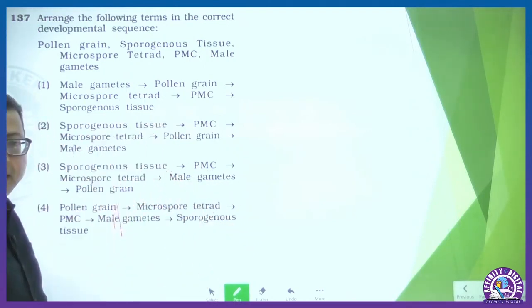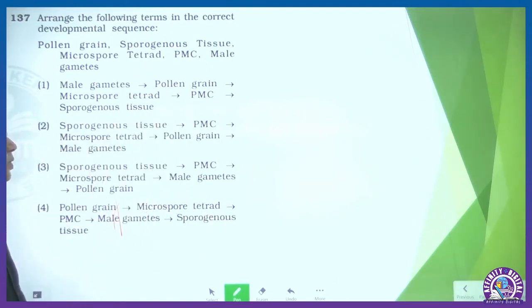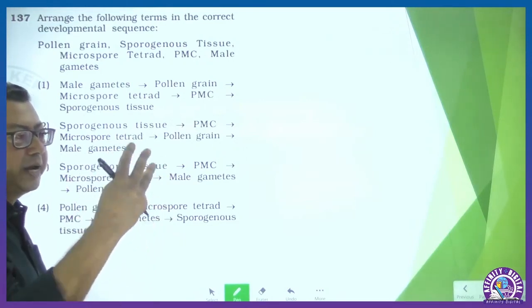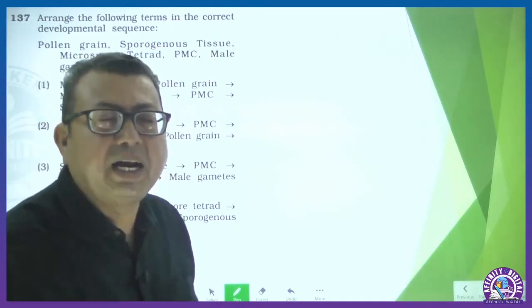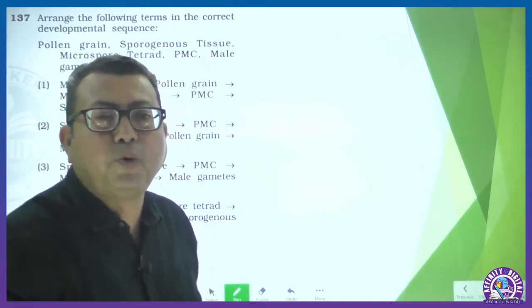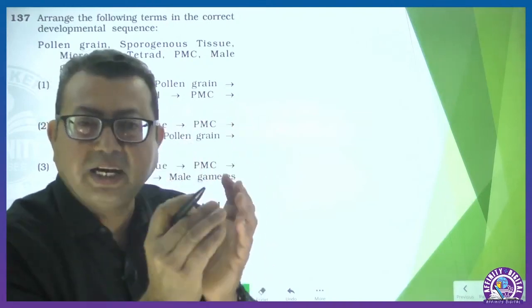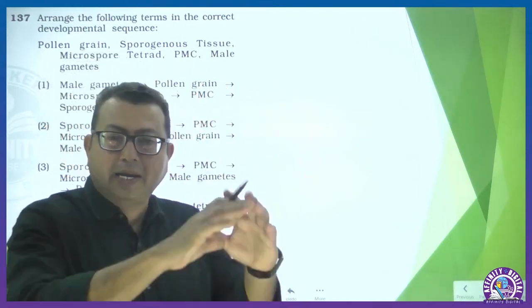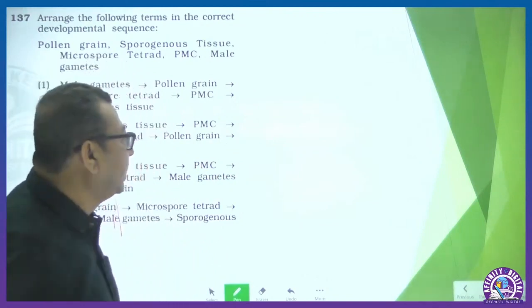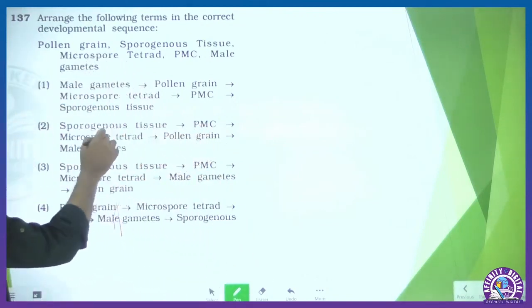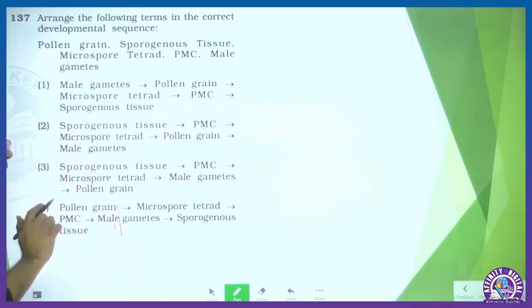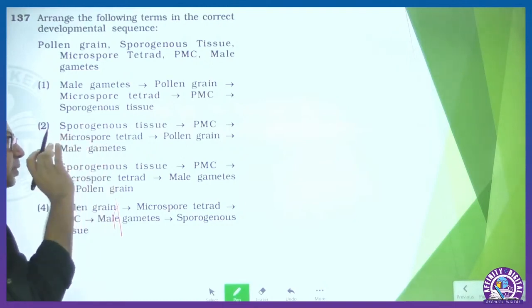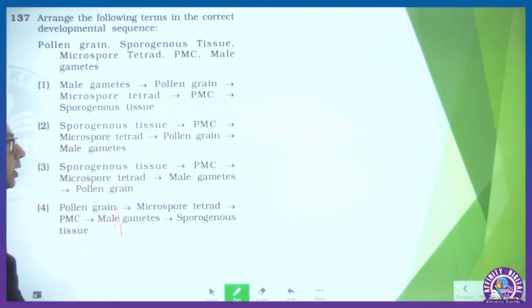The pollen mother cell is diploid. What happens to every pollen mother cell? Meiosis occurs, and from every pollen mother cell, 4 haploid cells are formed, called microspores. The 4 microspores are held together initially by a common callose wall. As a whole it is called a microspore tetrad. So the meiosis of the pollen mother cell forms a microspore tetrad. One microspore tetrad has 4 microspores, and the ploidy level of all microspores is haploid.